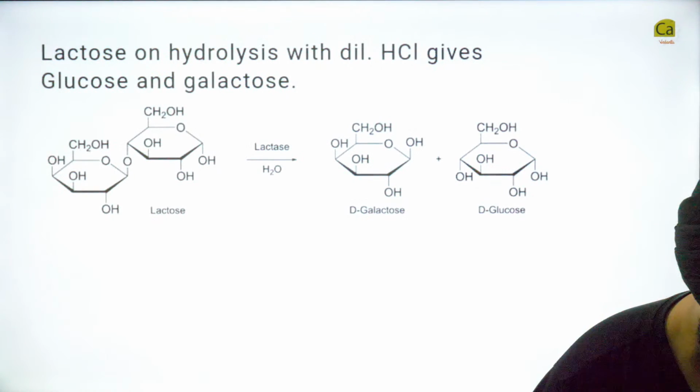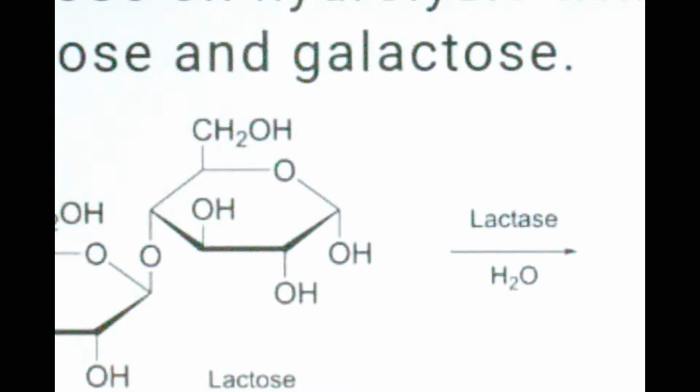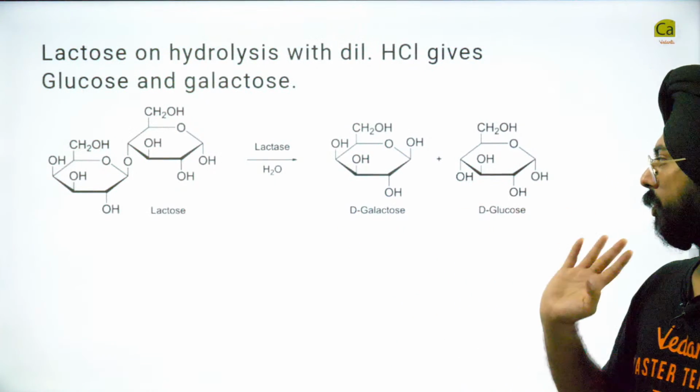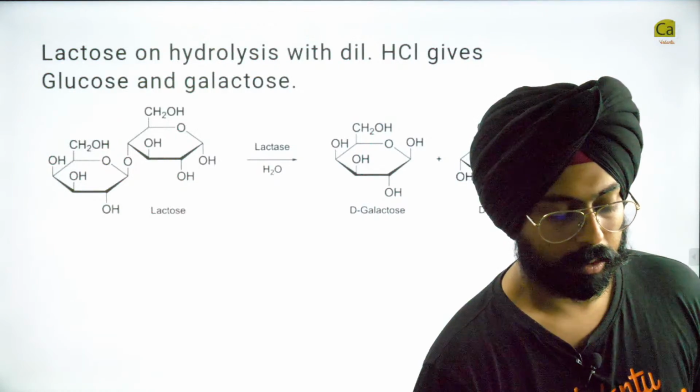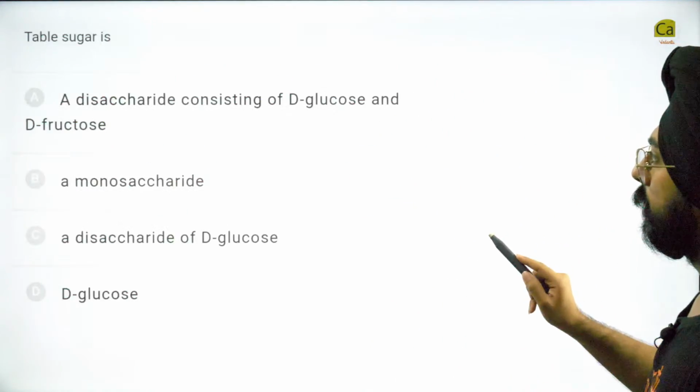You get D-galactose and D-glucose. Let me see if I can change the focus of it to make it a little better in visibility. Okay. So D-galactose, D-glucose is what lactose is formed of. Okay, let's move ahead.